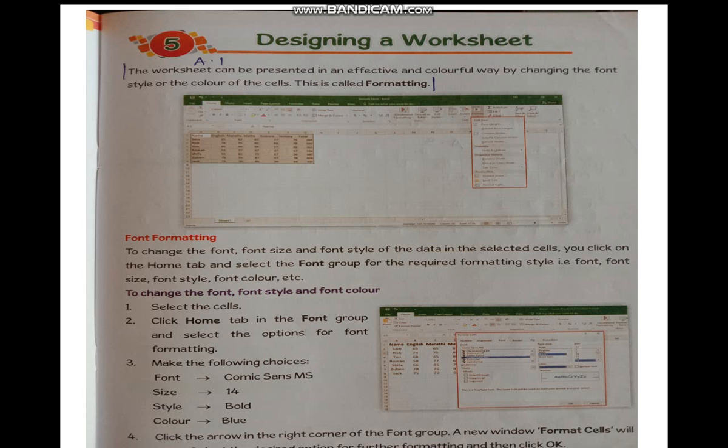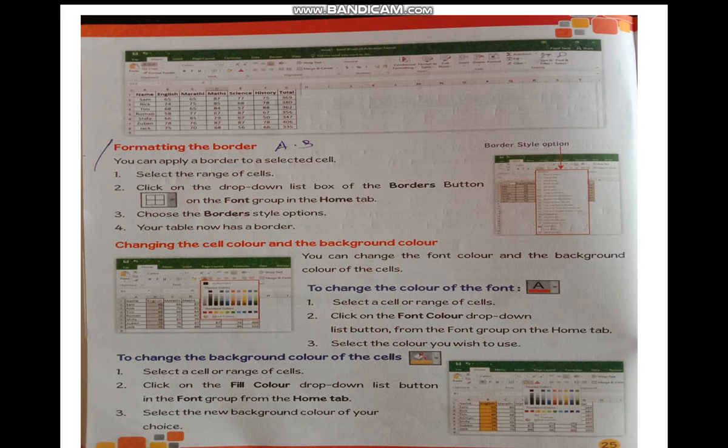Formatting means you can change the font color and font style. Font is nothing but the writing style. To change the font style and font color, select the cell, click the Home tab and click on the Font group. Then make the following choices: font should be Comic Sans MS, size should be 14, style should be bold and color will be blue. I will show you how to change it when I do your work.